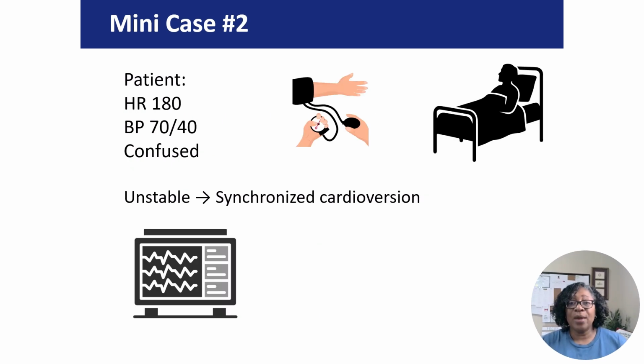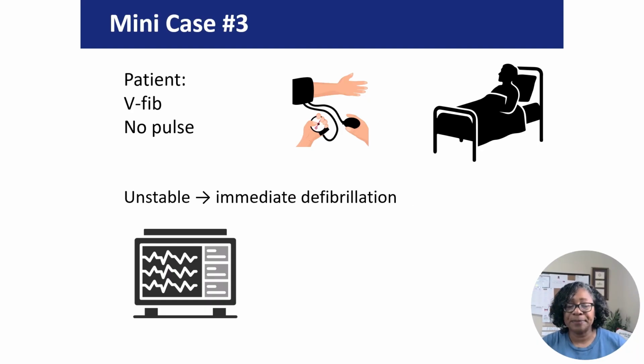Number two, you have a patient, their heart rate is 180, their blood pressure is 70 over 40, and they're confused. So your patient is unstable. This patient has unstable tachycardia. So the next step is going to be synchronized cardioversion. Number three, your patient has AFib and no pulse. They are unstable, immediate defibrillation.